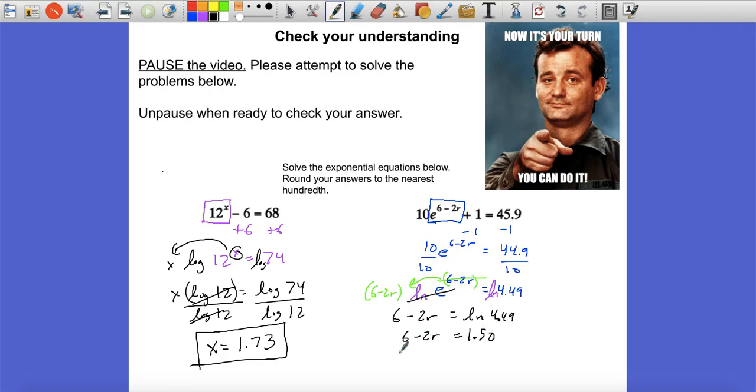Now we can solve for r. So we're going to subtract 6. Negative 2r equals negative 4.5. Divide by negative 2. We get r equals 2.25. And that's our final answer.